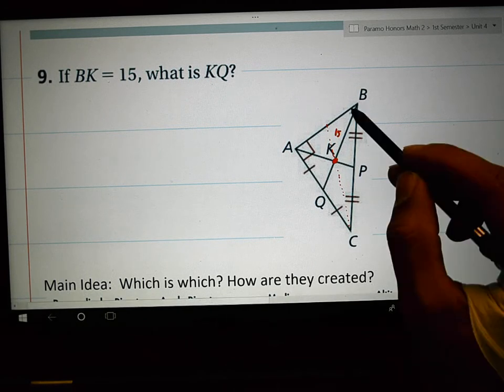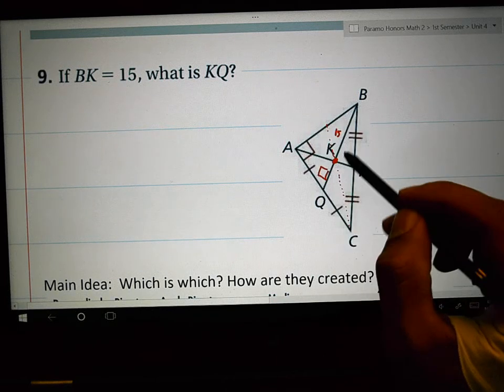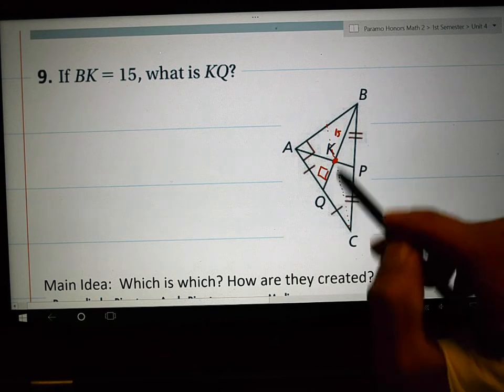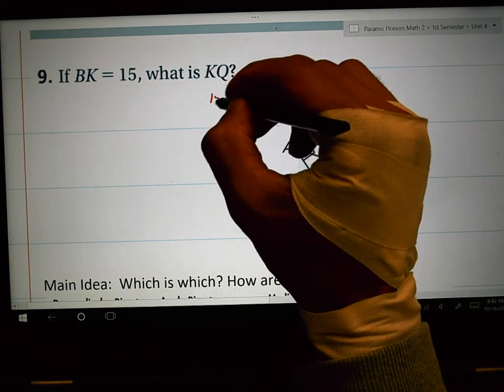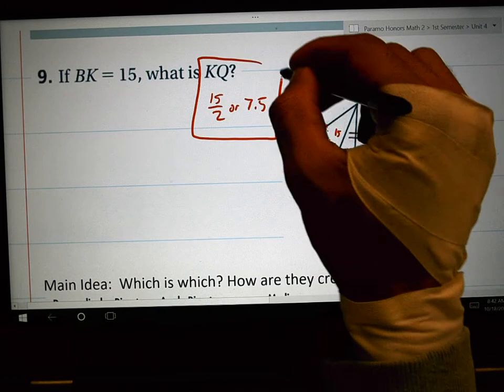So if this is on the 2/3 part, and they want us to figure out how big this is, the 2/3 and the 1/3, all you have to do is cut it in half. Half of 15, you can either say 15 over 2, or you could say 7.5. That's what your answer would be.